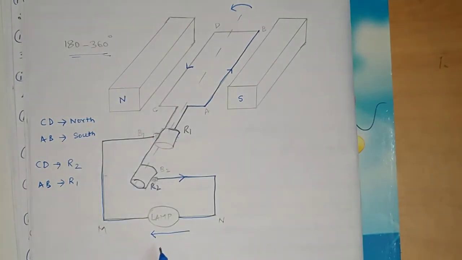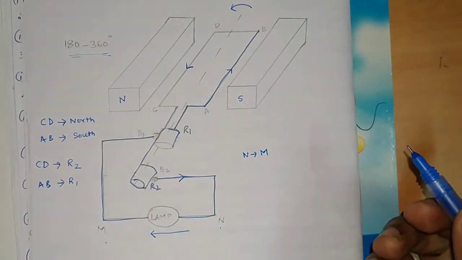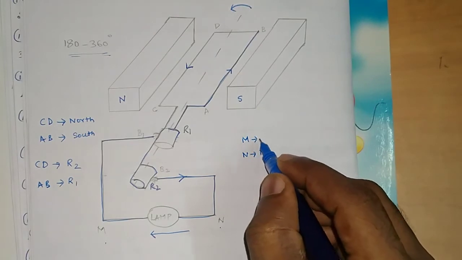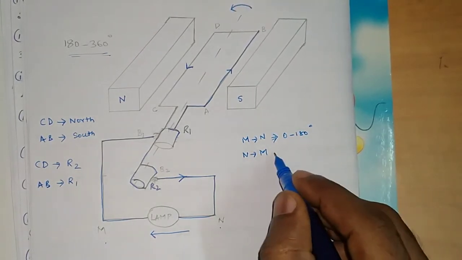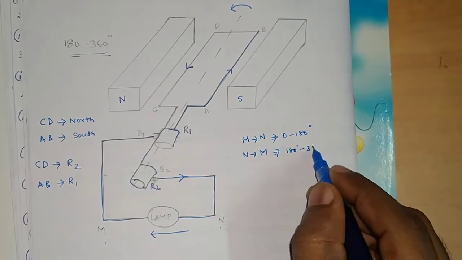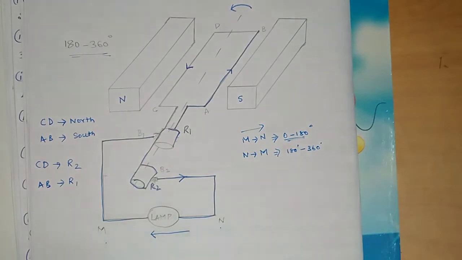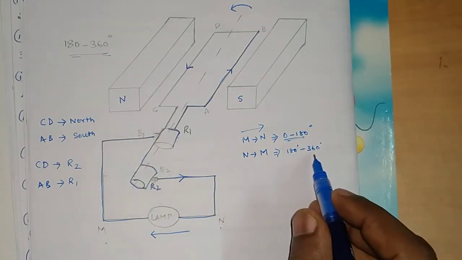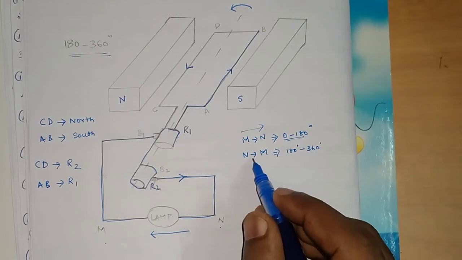Therefore, the current direction you can see on the output side to the lamp is from N to M. In the previous figure, the current direction was M to N. That was from 0 to 180 degree rotation, and this is from 180 degrees to 360 degrees. In the first 180 degree rotation the current was from M to N. In the second 180 degree rotation, that is 180 to 360, the current direction has been reversed, that is from N to M.